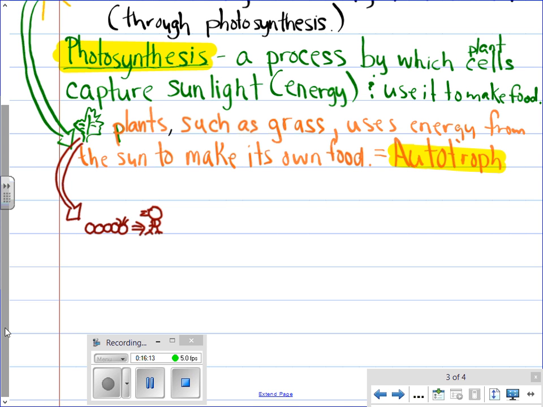Does the caterpillar get its energy directly or indirectly from the sun? Indirectly, through the what? The plant, who got its energy directly or indirectly from the sun? Directly. Did the bird get its energy directly or indirectly from the sun? Indirectly, because the bird did what? Ate the caterpillar, who got its energy indirectly from the sun, who ate the plant, who got its energy directly from the sun. Does that make sense? Okay.